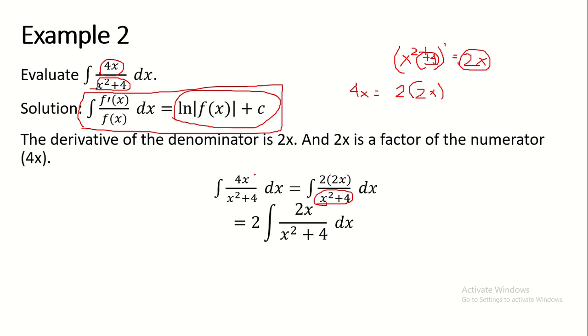So, pwede natin siyang isulat as, so itong 2 ngayon na ito ay ilalabas natin. Okay? So, 2 times the indefinite integral of 2x over x squared plus 4 with respect to x. So, ngayon, yung nasa numerator na 2x ay derivative na nung nasa denominator na x squared plus 4. So, pwede na nating i-apply itong integration rule na to. So, that is 2 times the natural logarithm of yung nasa denominator natin ang ilalagay natin sa loob ng absolute value symbol which is x squared plus 4 plus c.